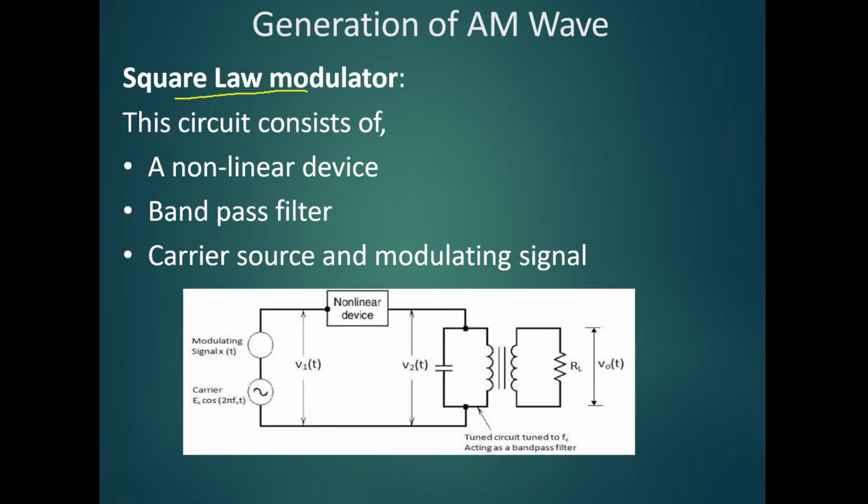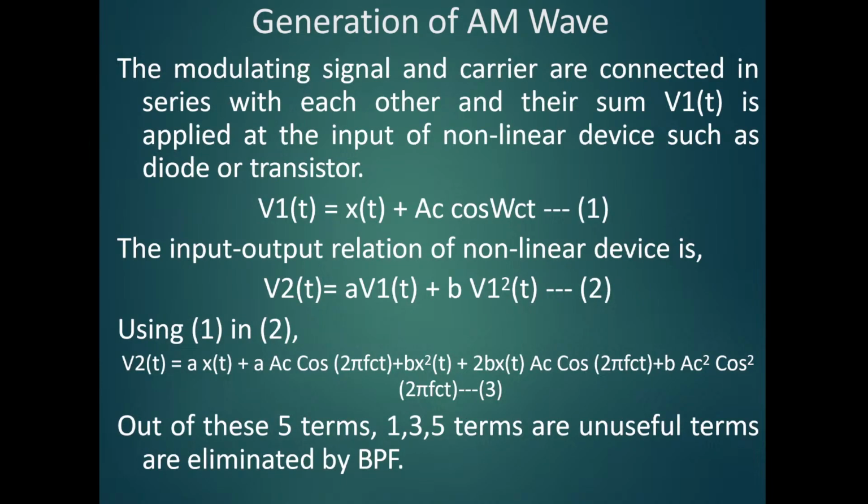So basically there are two ways of generating the AM wave. First one is low level AM and second one is high level AM, right? Under the low level AM there is one method, that is the square law generator method. So basically this circuit consists of a non-linear device which could be a square law or diode, then we have the band pass filter, and then we have the carrier source and the modulating signal. Right? Now let's understand the generation of the AM wave.